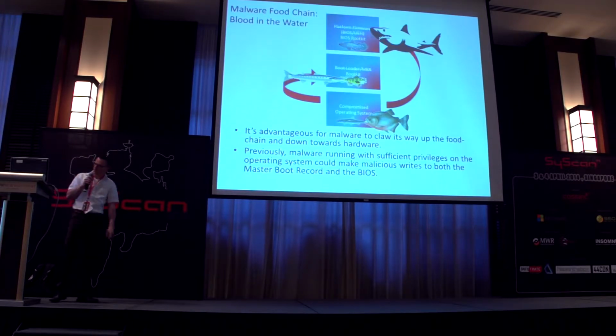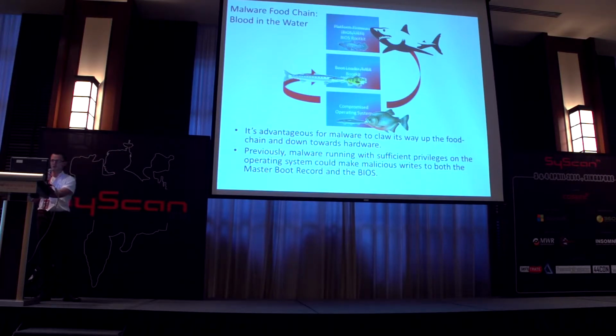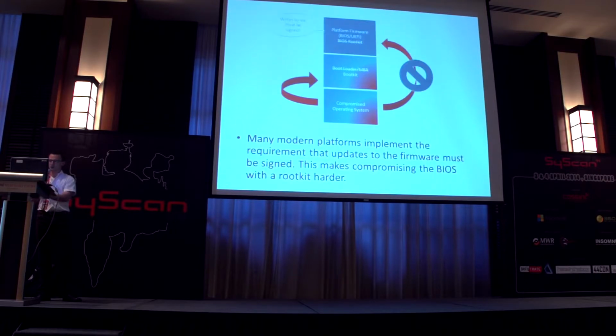As I said, it's always advantageous for rootkits to try to claw their way up this food chain, and not too long ago, it was perfectly permissible for a compromised operating system to go all the way up the food chain to make writes to the SPI flash chip containing the BIOS and install a BIOS rootkit, as well as replace the master boot record with a bootkit or something like that. This was all kosher. There was nothing stopping you from doing this.